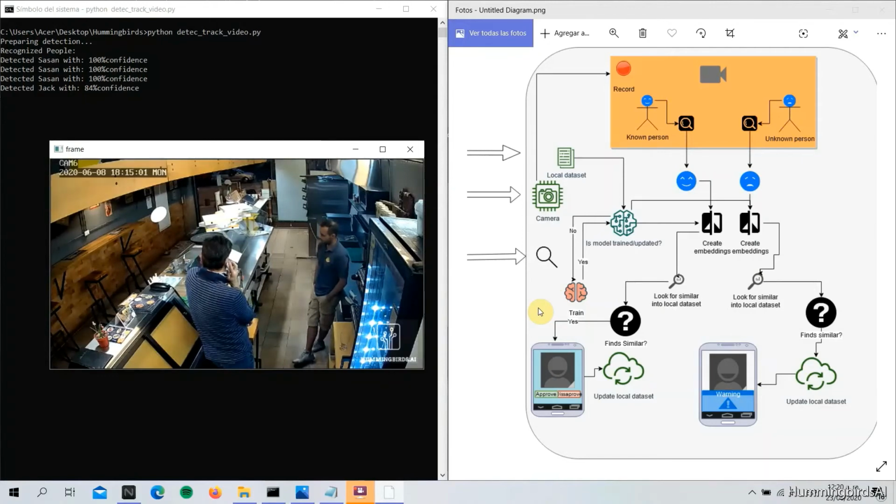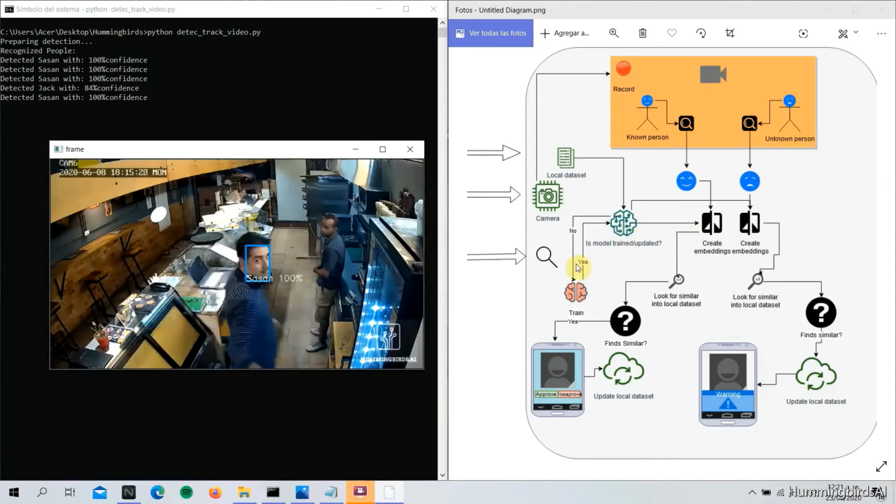Also, it is good to take into account that for all of this detection to work, the model has to be trained. So the first thing the model does is take into account the local dataset, and if the local dataset has been altered or updated, it is going to check whether the model is trained or updated. If the model is trained, it is going to use that information for classification or clustering purposes. If the model is not trained, it is going to step aside and do the training before it starts the clustering or the classification.